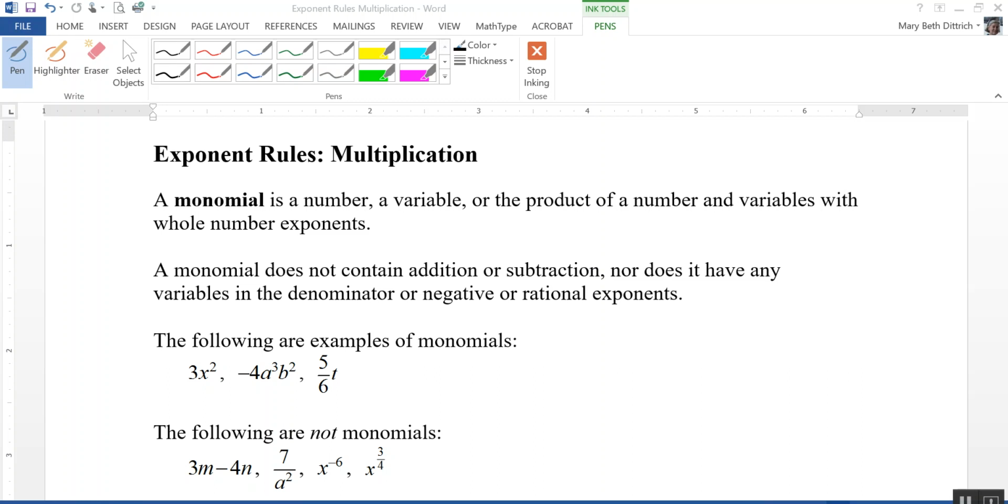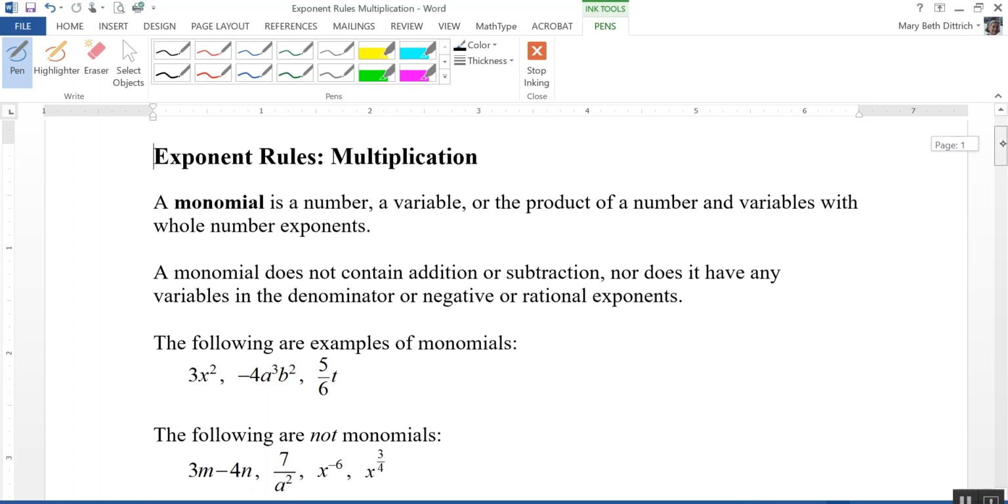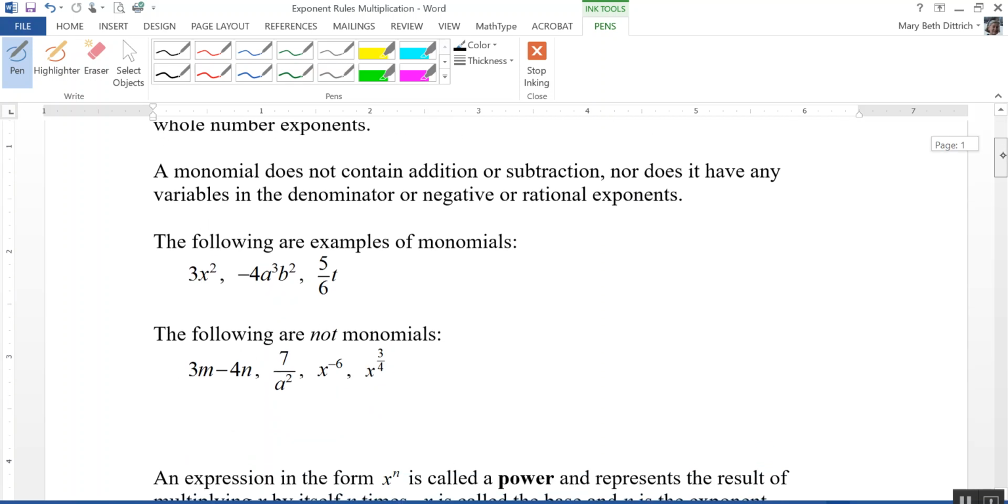This video is on exponent rules as they apply to multiplication. A monomial is a number, a variable, or the product of a number and variables with whole number exponents. A monomial does not contain addition or subtraction, nor does it have any variables in the denominator or negative or rational exponents. Let's take a look at a couple expressions that are monomials and those that aren't.